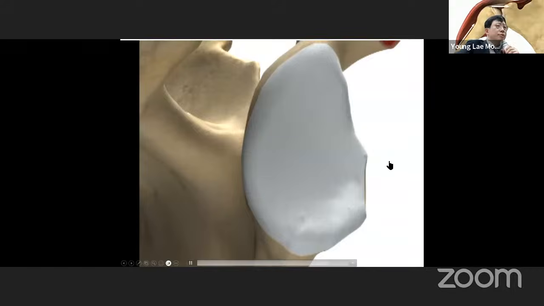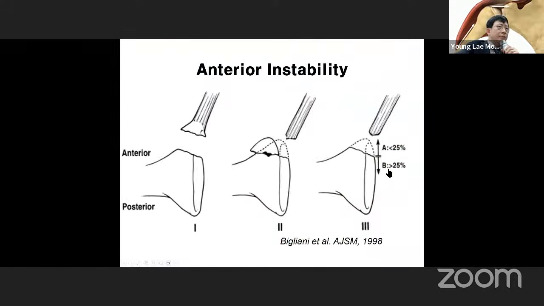Another issue is bony Bankart. If the bony Bankart is more than 25%, we prepare a bony procedure, but if less than 25%, we can perform repair of the bony Bankart, the bony Bankart repair or open repair.